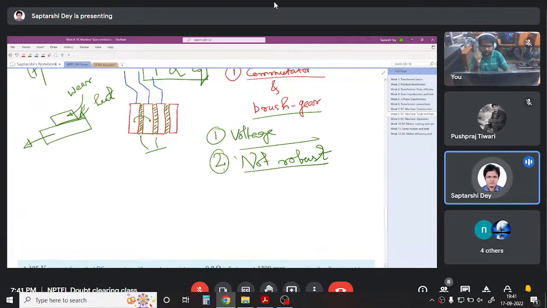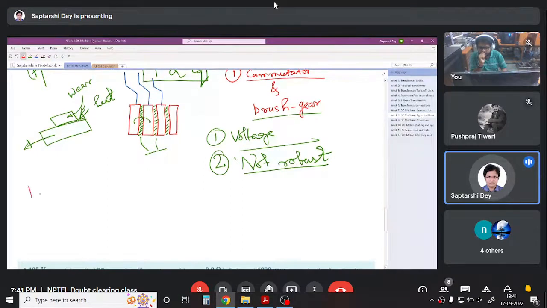Voltage, robustness. Okay, any question till now?